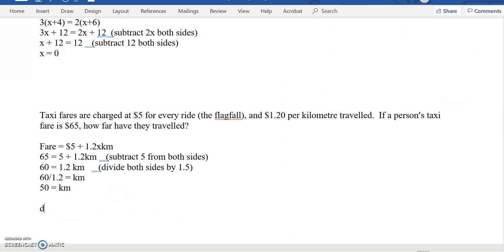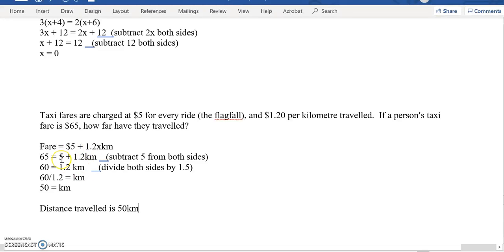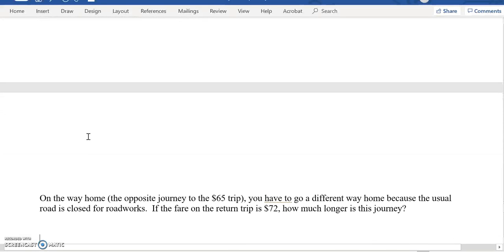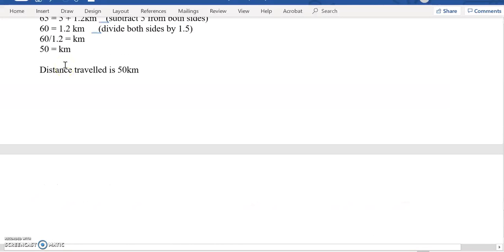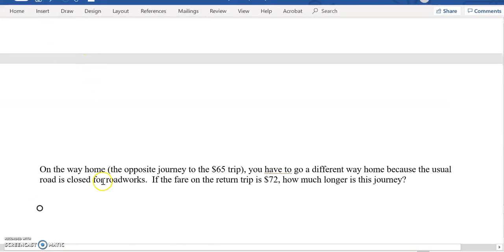So therefore we'd say the distance travelled is 50 kilometres. So I apologise for that little mistake at reading, it is $1.20 per kilometre. Now the second part of the question still relates back to this. So the trip distance was 50 kilometres. It was a long trip, from one side of Brisbane across to the other. But on the way home, you have to go a different way because the usual road is closed for roadwork. The fare is $72. How much longer is the journey?